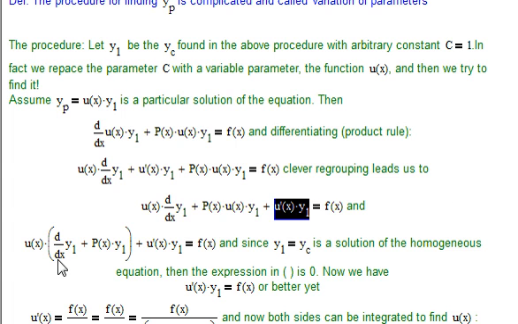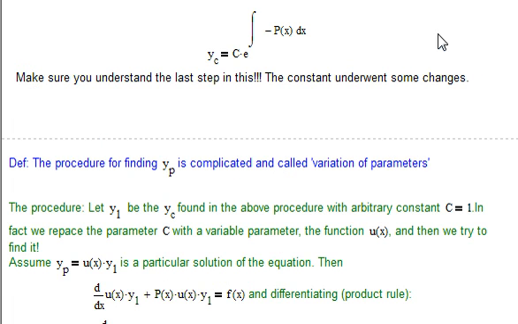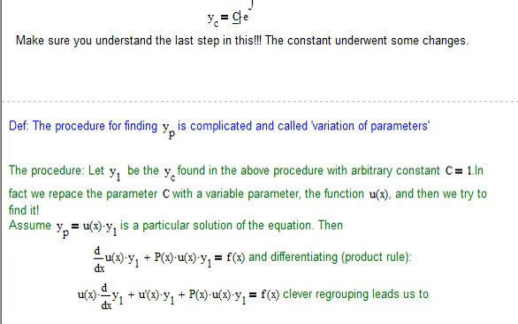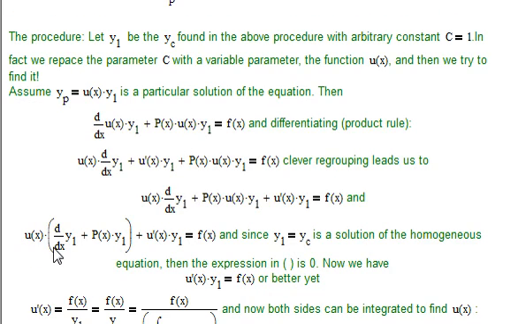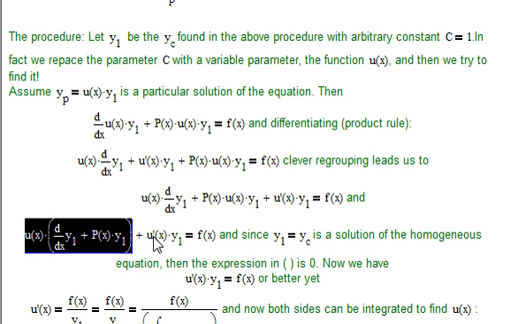Since y1, which is just this with a 1 here instead, is a solution of the homogeneous equation, then what is the derivative of y1 plus p of x times y1 equal to? Yes, it's equal to 0, because it's a solution of the homogeneous equation. So this whole mess right over here, this is 0. So we just have u prime times y1 equals f of x.